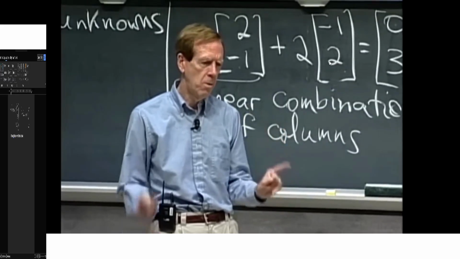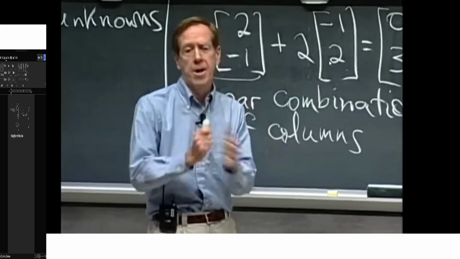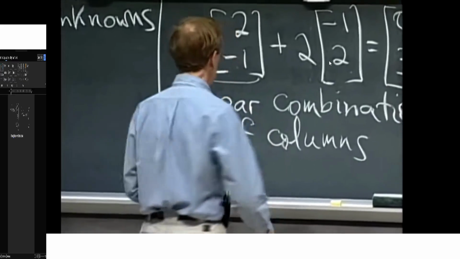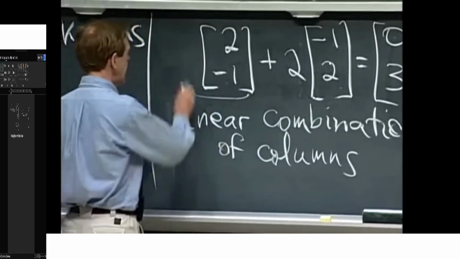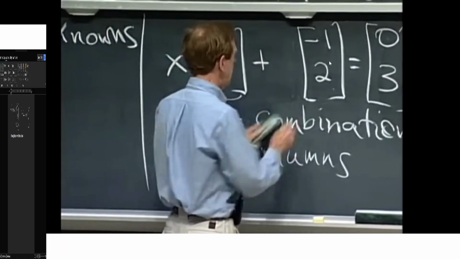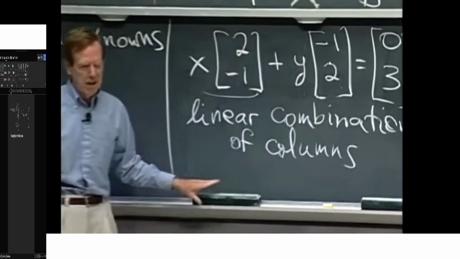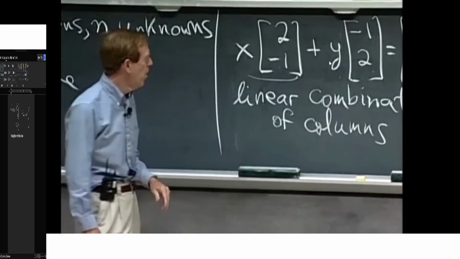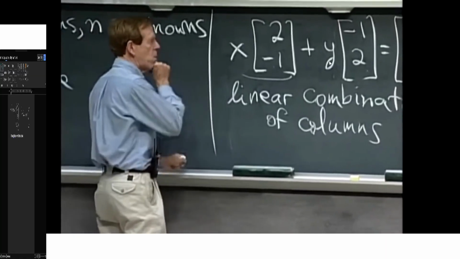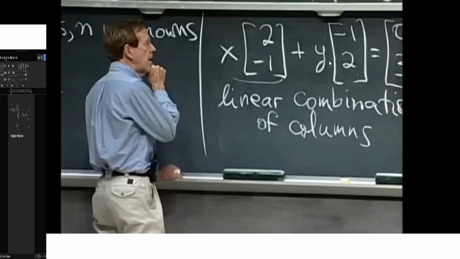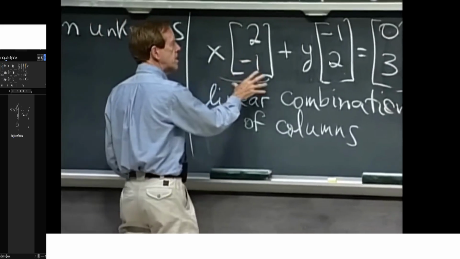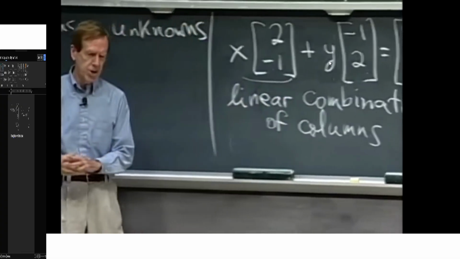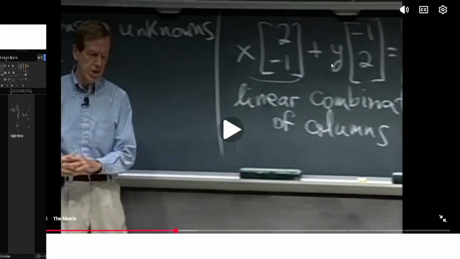Sure, why not? What are all the combinations? If I took, can I go back to x's and y's? This is a question that's going to come up over and over, but why don't we see it once now? If I took all the x's and all the y's, all the combinations. What is that, the span?